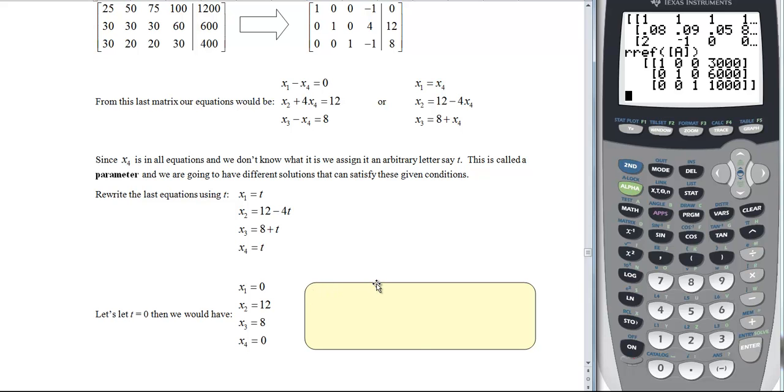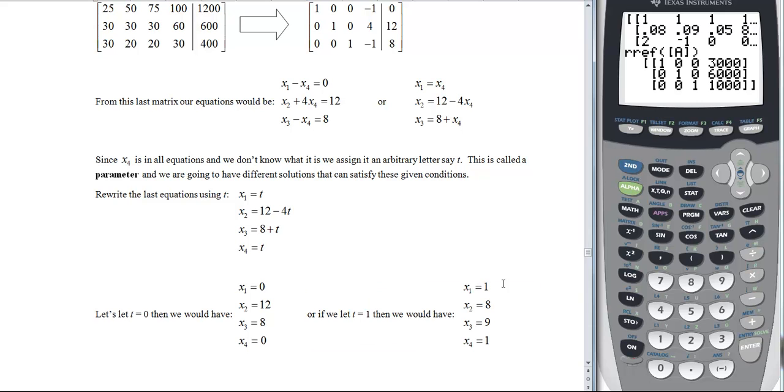But what if T were 1? Let me see, I'd have a 1 here. This would give me an 8. That would be a 9, and that would be a 1. So it changes. I would have to get 1 case of brand A, 8 cases of brand B, 9 cases of brand C, and 1 case of brand D. That's another possibility.